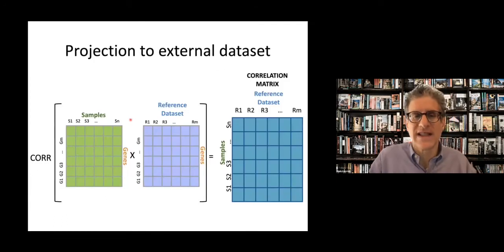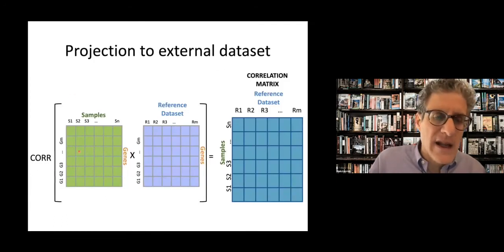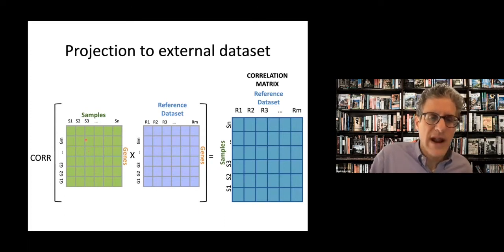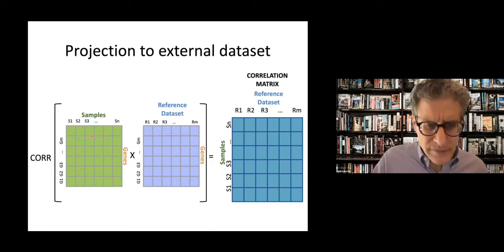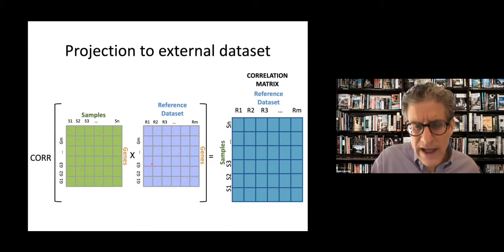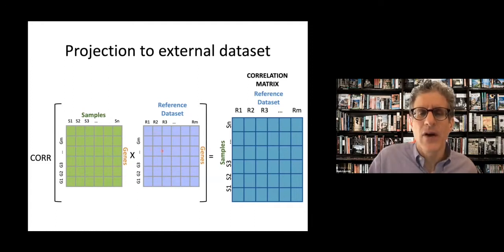This is very useful for, say, single cell data. Again, in more mathematical language, we have our samples. Imagine we have genes and different conditions. Now what we're going to do is correlate these with a reference data set.